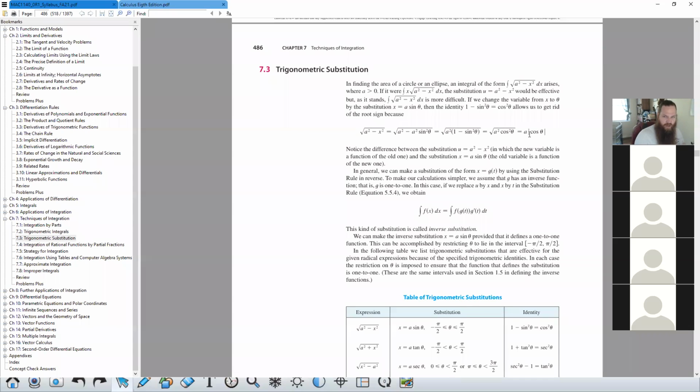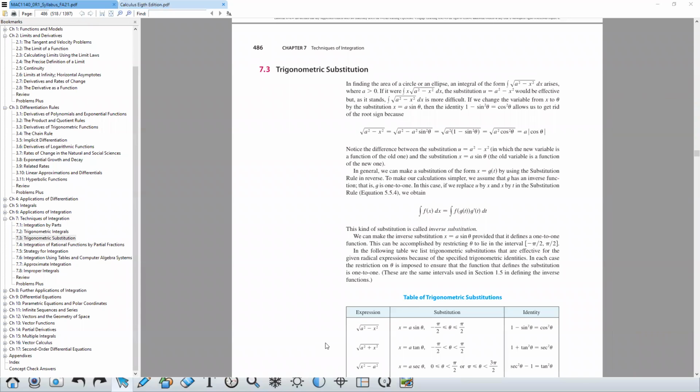You're going to take some non-trig integrals and make them trig integrals. And these can only be done this way. They are very, very hard to do otherwise. The motivating problem here is finding the area of a circle.